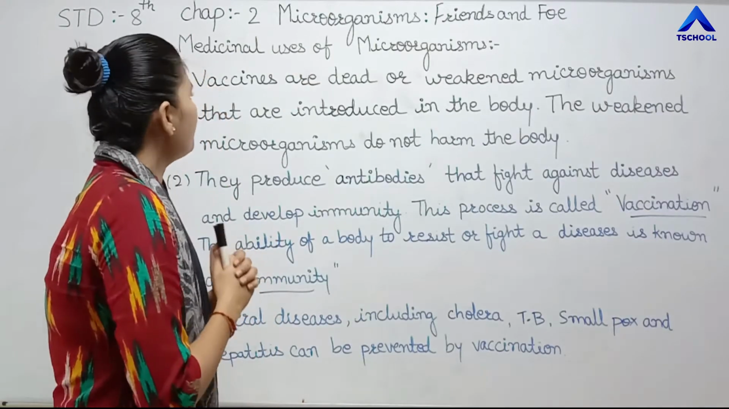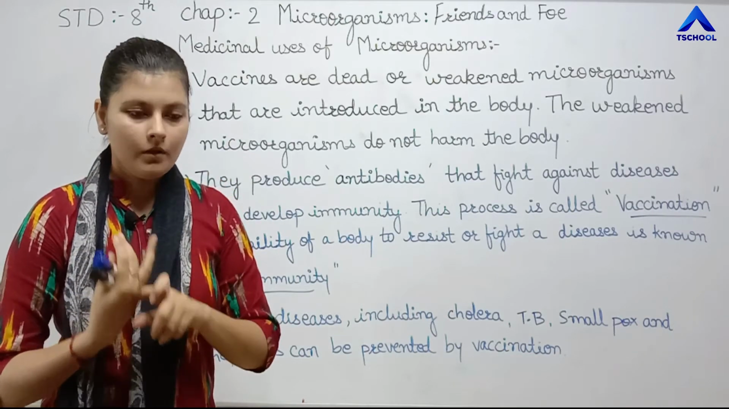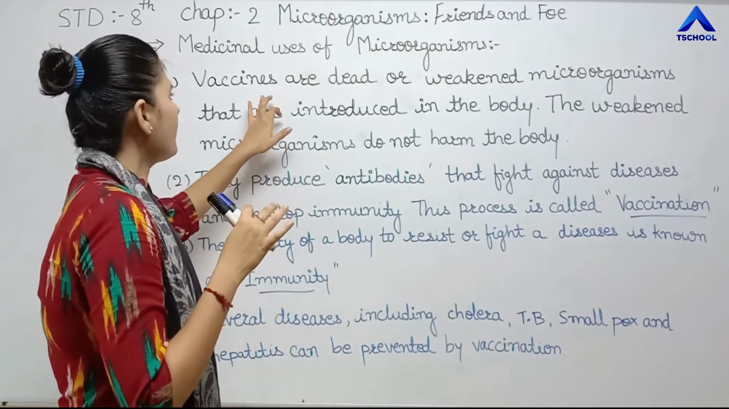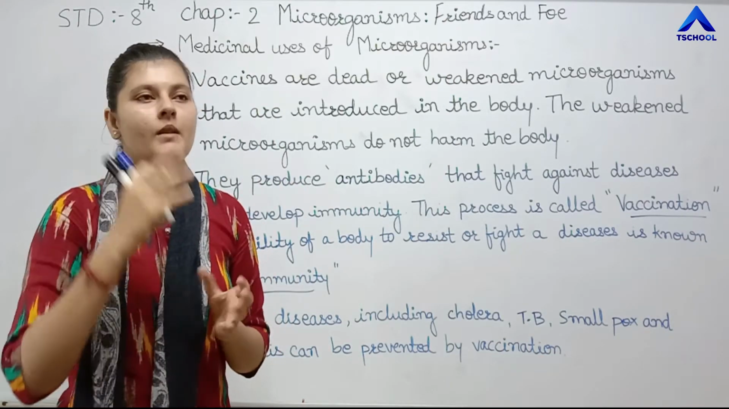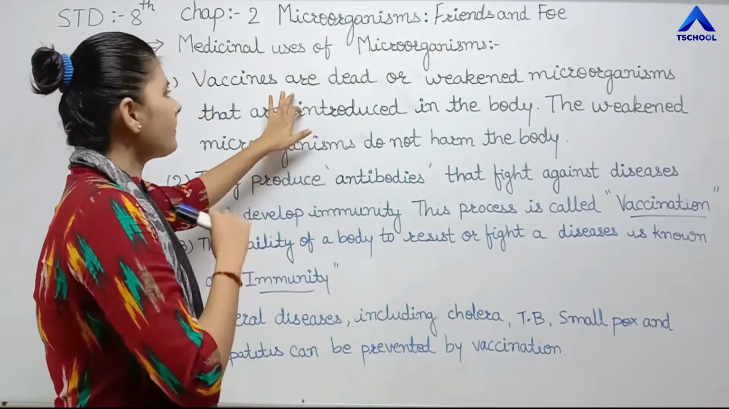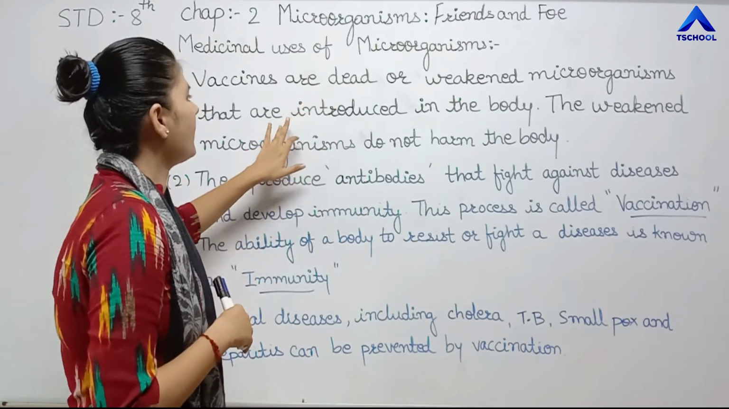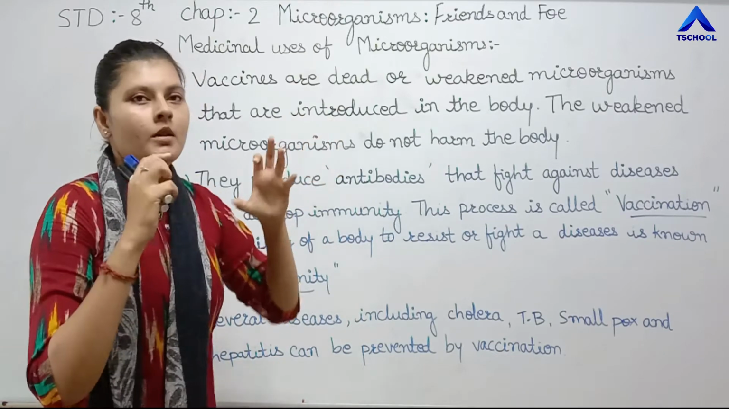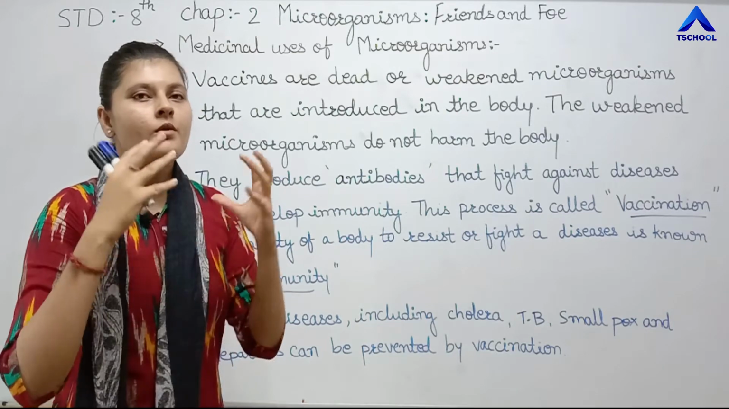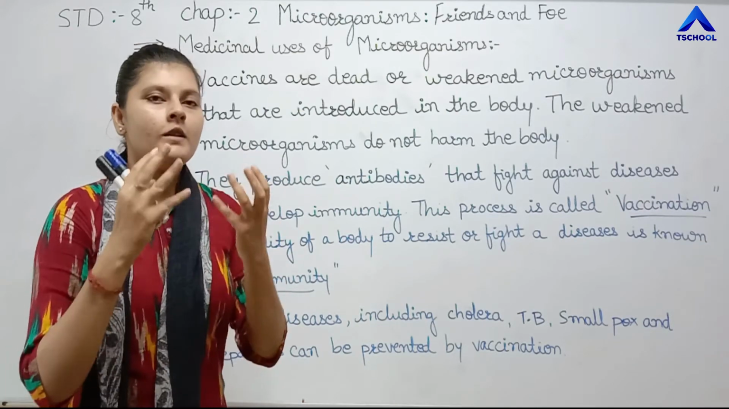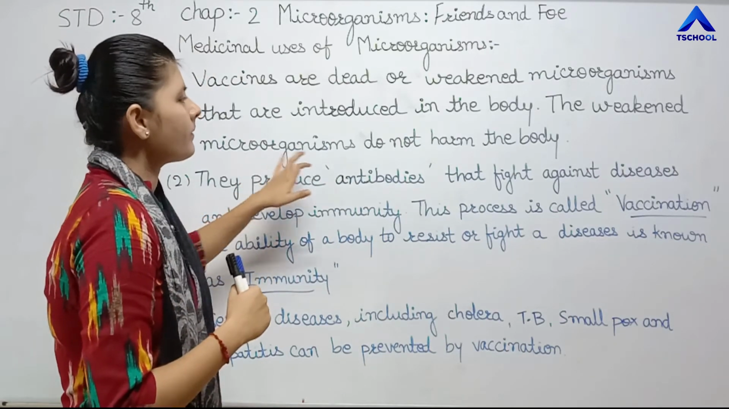Okay, so we have discussed how vaccines are going to work in your body. So now we are discussing what a vaccine is. अगर आपने देखा कि वो कैसे वर्क करती है तो आपको आइडिया भी है कि वो क्या है, राइट? So vaccines are nothing but dead or weakened microorganisms that are introduced in the body. मतलब वैक्सीन क्या है? डेड और वीक माइक्रोऑर्गेनिजम्स हैं जो आपकी बॉडी में इंट्रोड्यूस किए जाते हैं. That is called vaccines. The weakened microorganisms do not harm the body.